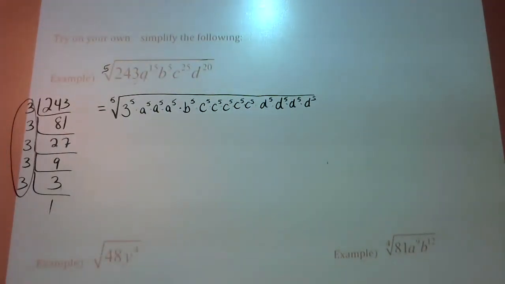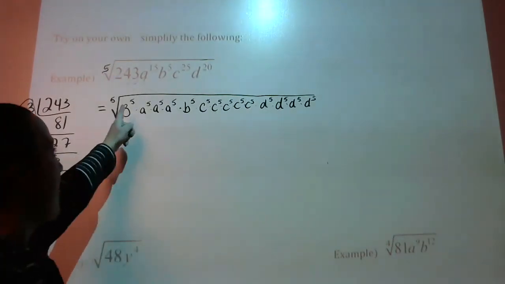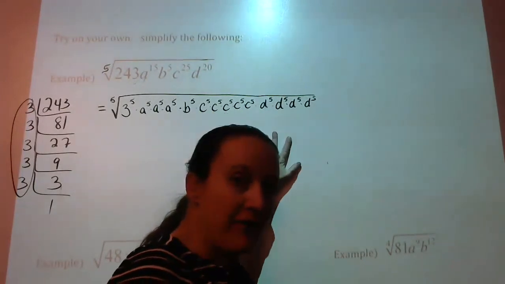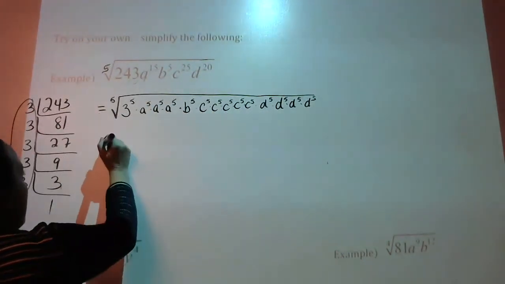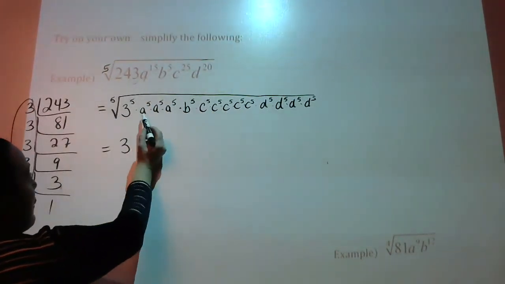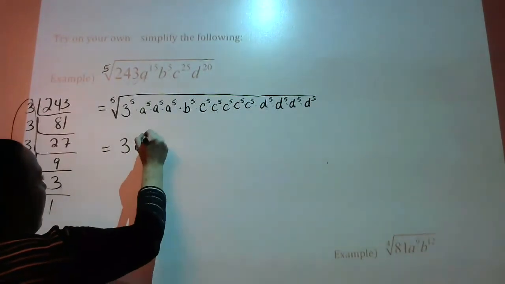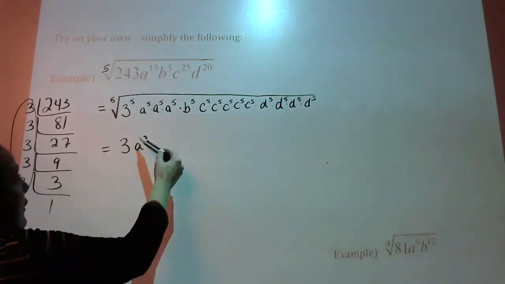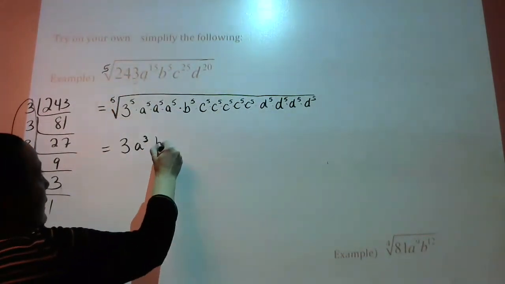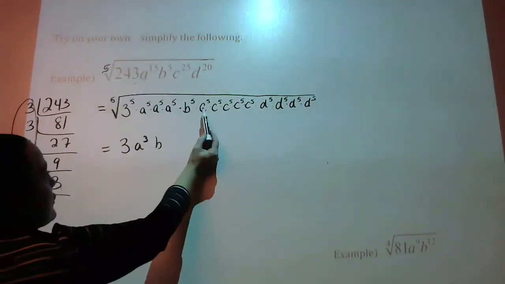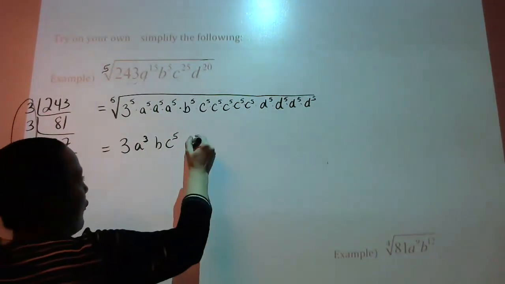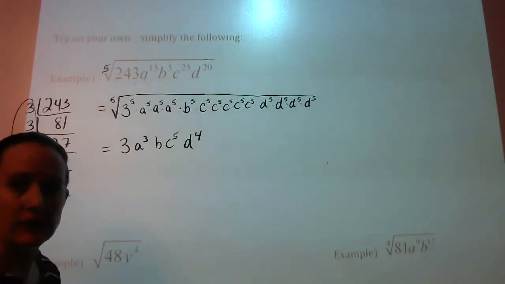So now what gets to come out? Well, look at that. Every single thing gets to come out because everything has a power of 5. So this becomes 3, and I would have 1, 2, 3, a cubed. Now you could have also done our little thing we did at the beginning. 15 divided by 5 is 3. You have 1 b. 25 divided by 5 is 1, 2, 3, 4. Oh, 5 c's get to leave, and 4 d's get to leave.